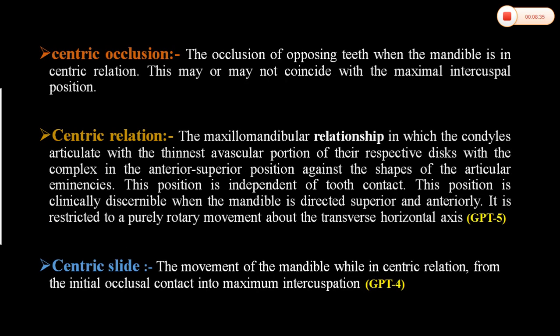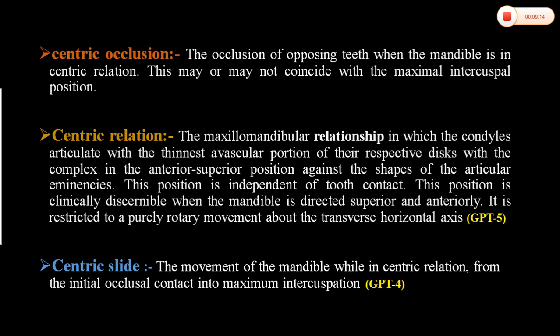Coming to centric occlusion: the occlusion of opposing teeth, maxillary and mandibular teeth, when the mandible is in centric relation. Remember, we discussed this in the first slide. The occlusion of opposing teeth when the mandible is in centric relation is known as centric occlusion. This may or may not coincide with the maximal intercuspal position. Maximum intercuspation of teeth happens only in natural dentition, whereas in artificial dentition or dentures, we have to create centric occlusion. We have already been taught what centric relation is.